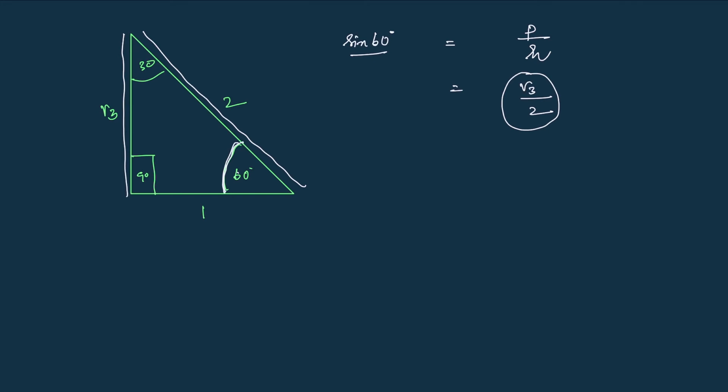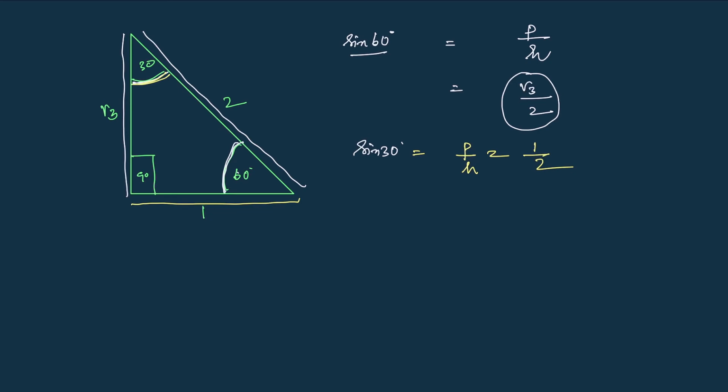Okay. Next, what is sine 30? Sine 30 means this is 30 degree. So for 30 degree, what is the height? For 30 degree height will be this one. Okay, and h will remain the same. So sine 30 is equal to again p by h. But what is p for sine 30 degree? It is 1. So 1 by 2. Okay, you understood this one?